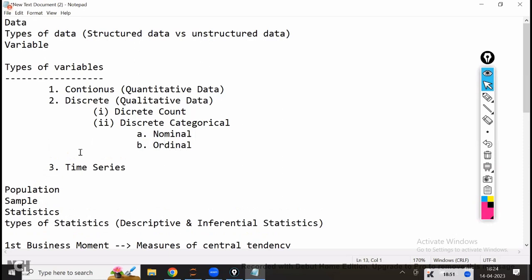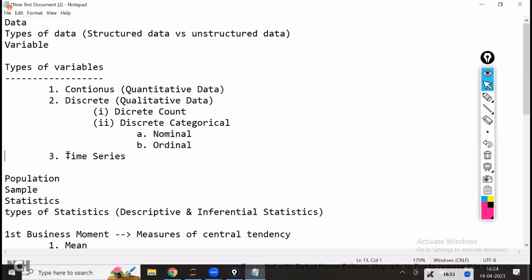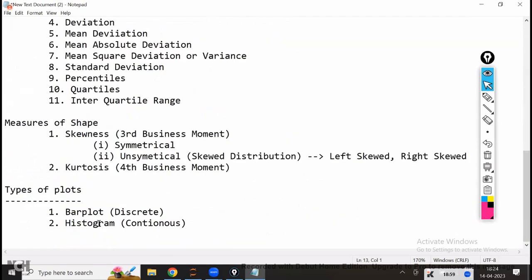So for different types of data, we represent using different plots. For continuous variable, we use the histogram. For discrete variable, we use the bar plot. For continuous variable, we use one more, which is called the box plot. This is also applied on the continuous variable only.